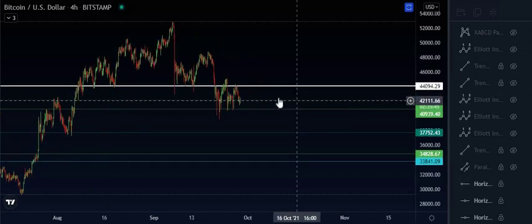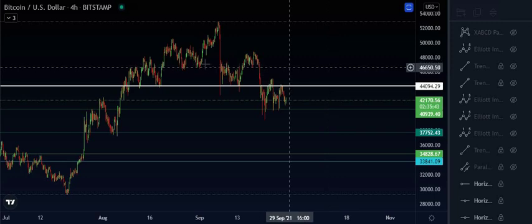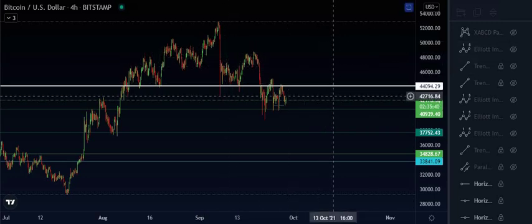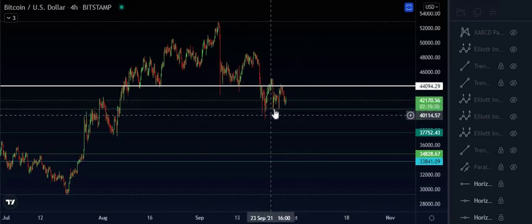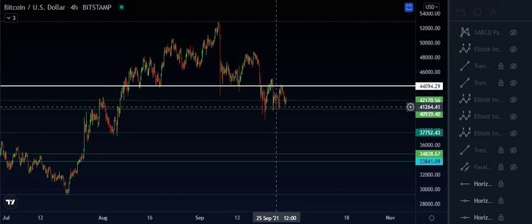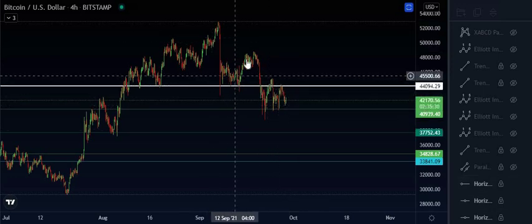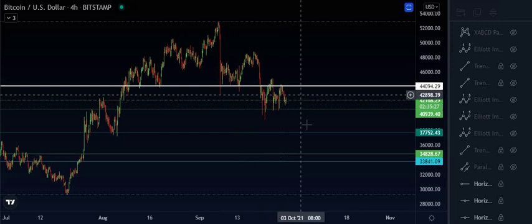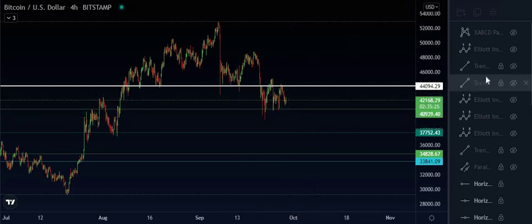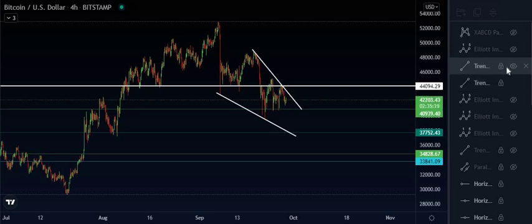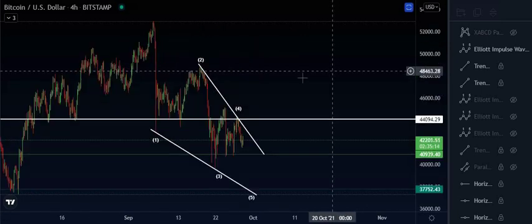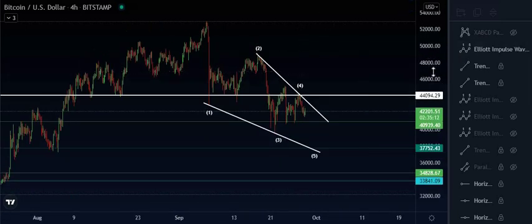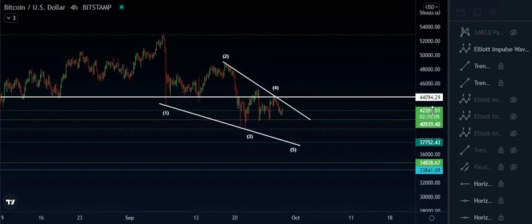Now what we can also see, which is the way we can also go down, is in a leading diagonal. Now this is my preferred bias, and this is where I'm leaning towards, because with the way we've wasted time, I think this correction right here is a leading diagonal. Now let me show you what I mean by a leading diagonal. So put this on and put this on and then put that on. So you can see right here that what we're forming currently is a leading diagonal, a possible leading diagonal.